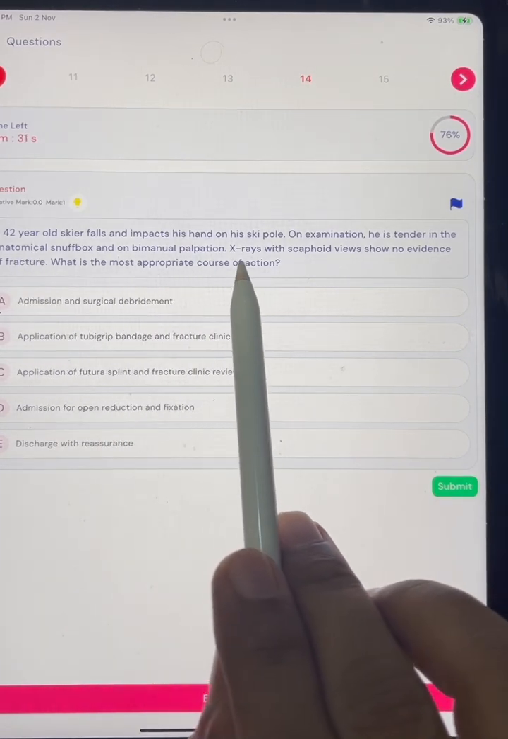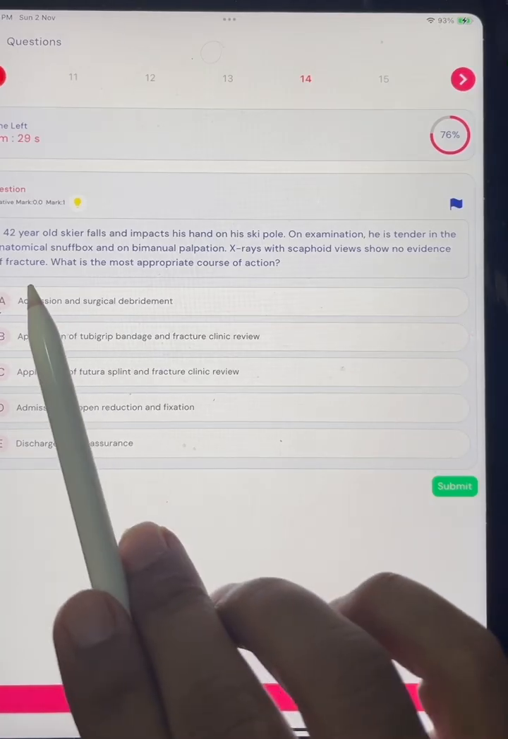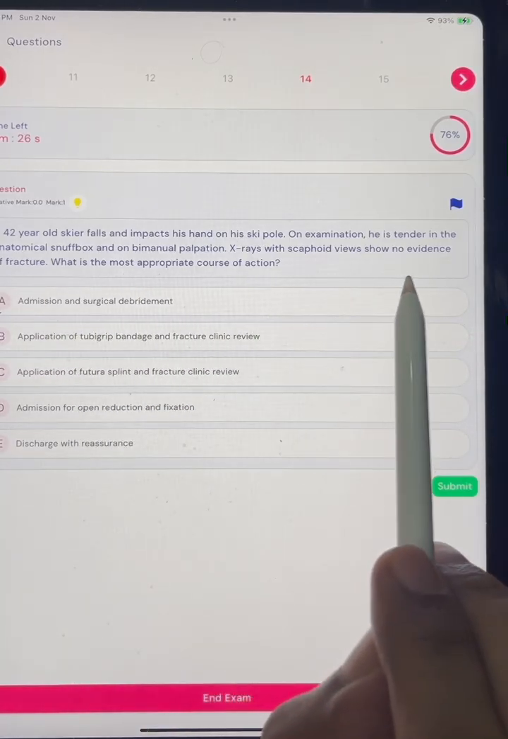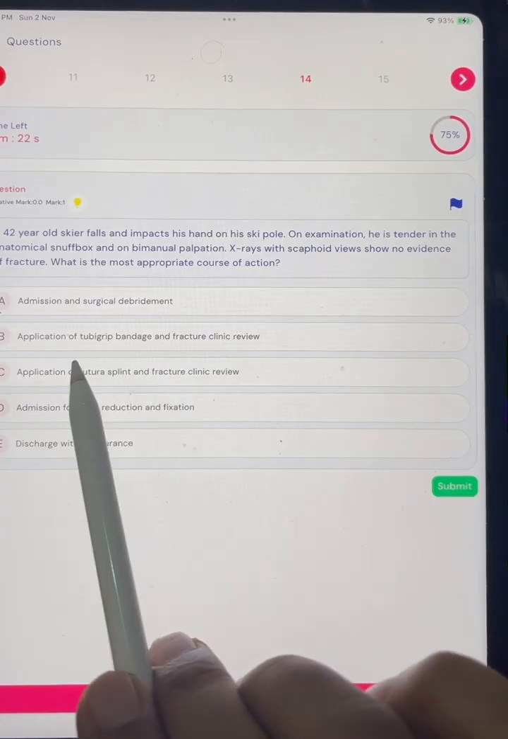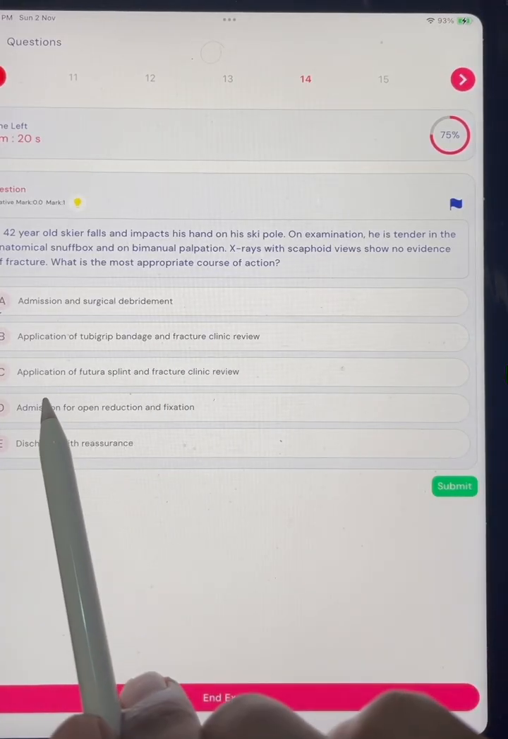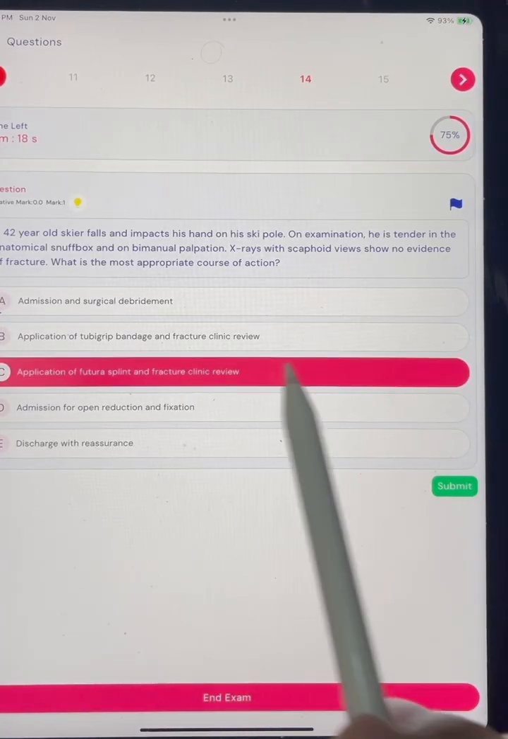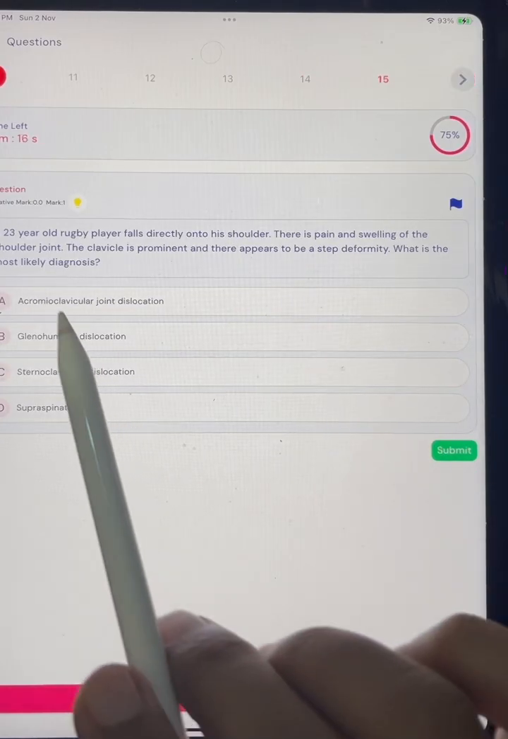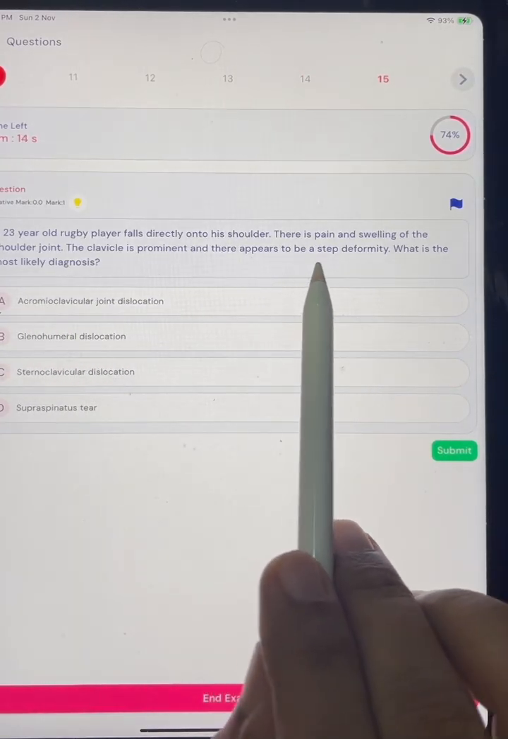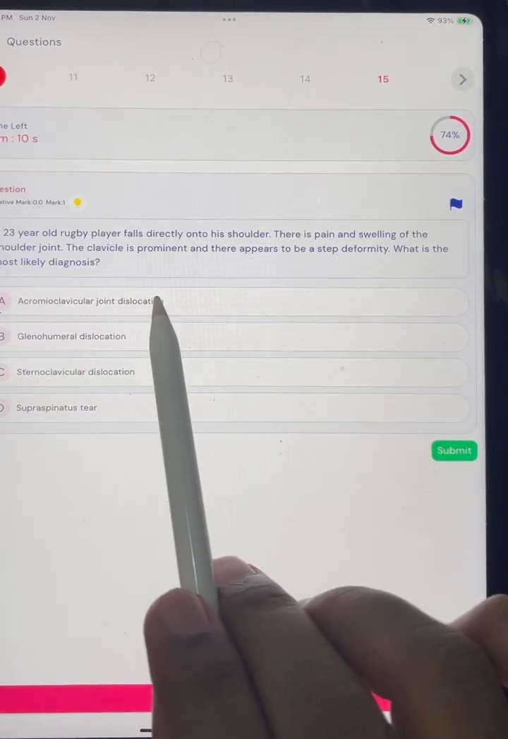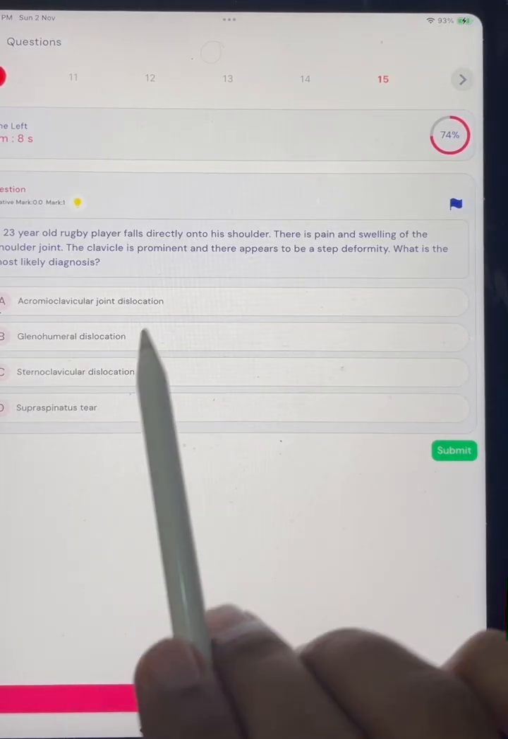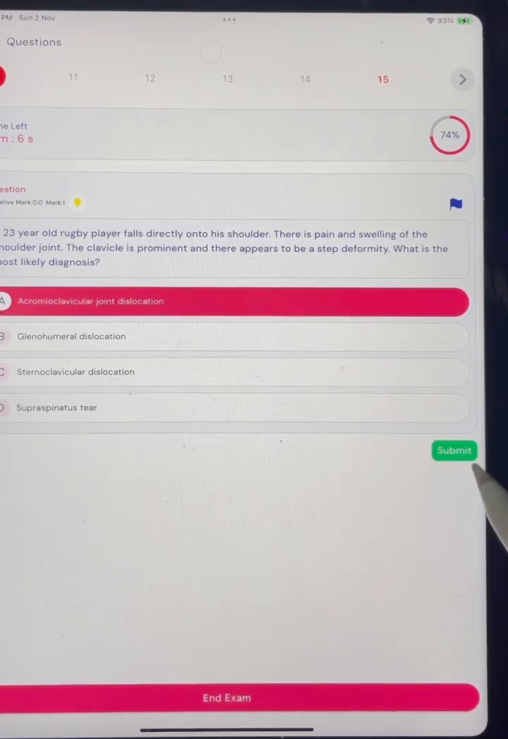A 42-year-old impacts his hand on a ski pole. On examination, there is tenderness in the anatomical snuffbox. X-ray scaphoid views show no evidence of fracture. Most appropriate: now this is, admit, futura splint and fracture review in the clinic. A 23-year-old rugby player with shoulder pain and swelling, the clavicle is prominent, with an apparent step deformity, acromioclavicular joint dislocation. Submit it. Let's see the answers.